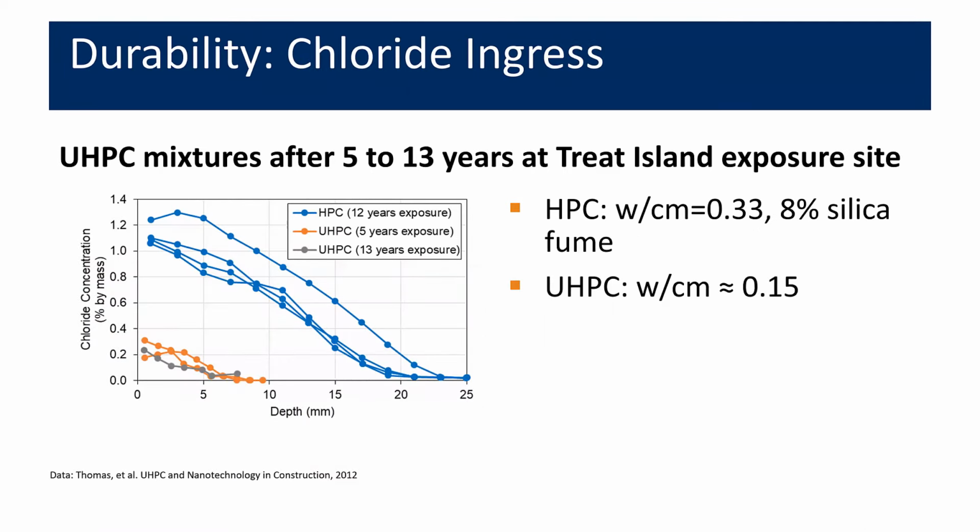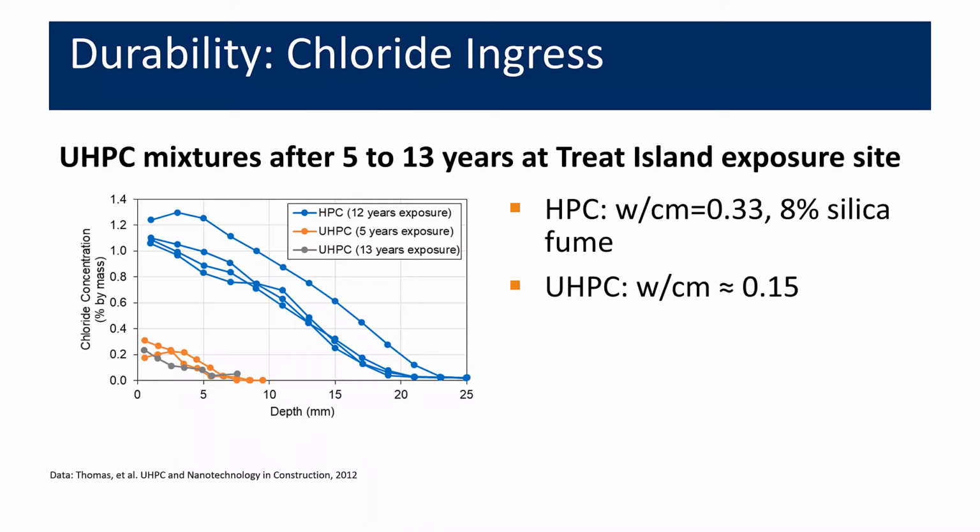The other property that was evaluated in these UHPC mixtures at that Treat Island site was chloride ingress. Chlorides, as most folks are familiar with, I'm sure, are one of the main causes of corrosion of concrete. And so the more resistant to chloride ingress the concrete is, the more durability that can be achieved. So what's shown here in this figure are chloride profiles of a high performance concrete. Those are the blue lines. And compare it against the chloride profile, that is the amount of chloride penetrating through the depth of the concrete, for UHPCs. That's the orange and gray line.